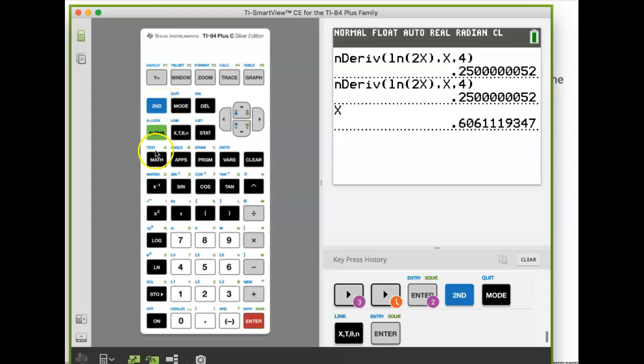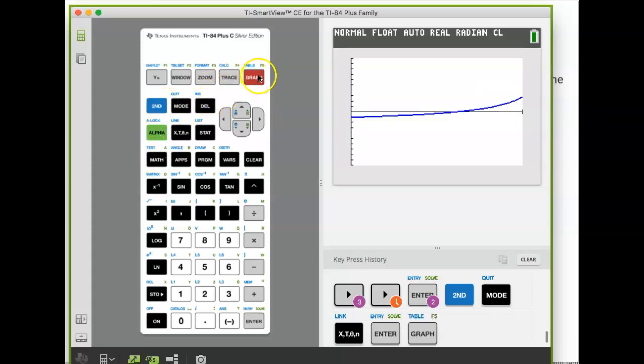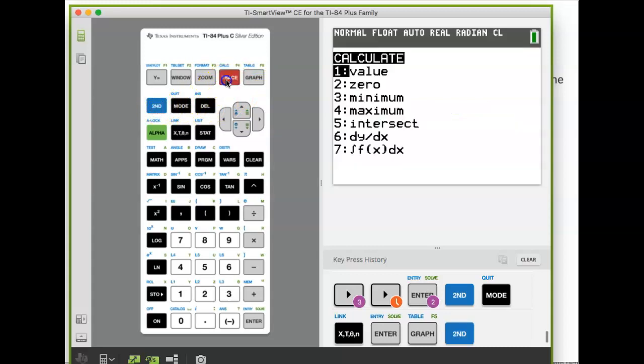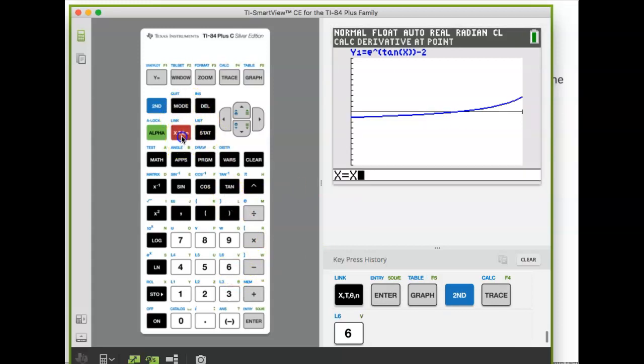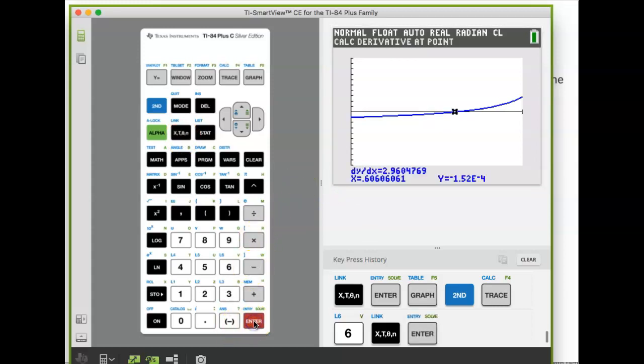So if I want to find the derivative, I'm just going to go back to my graph. I'll do calculate. I want the derivative, so the sixth option. I want it at X, which I know stored my 0.606119 blah, blah, blah. I'll hit enter. And my derivative, yep, is about 2.960.